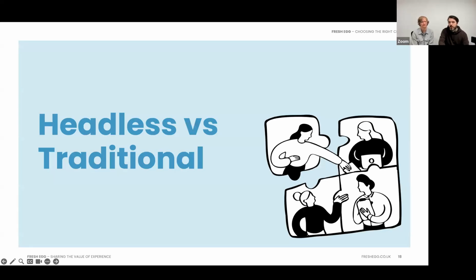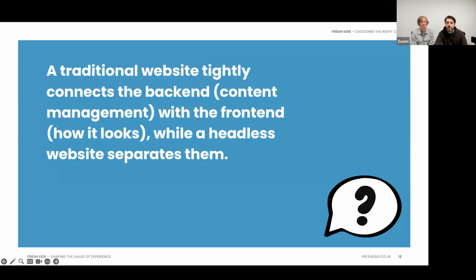So the next point we're going to talk about is headless versus traditional. This is a really hot topic and something really to consider, and at Fresh Egg it's of particular interest to us because we've got a focus on both. So we can explain the differences and the pros and cons. We're in a good position to do that.